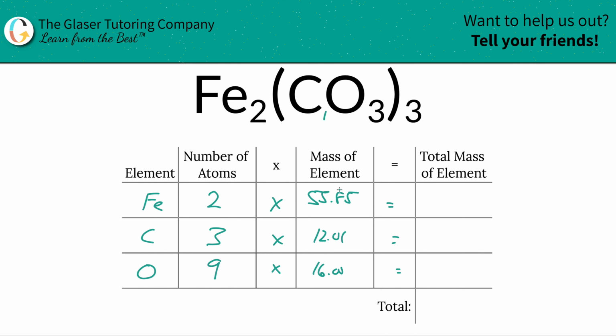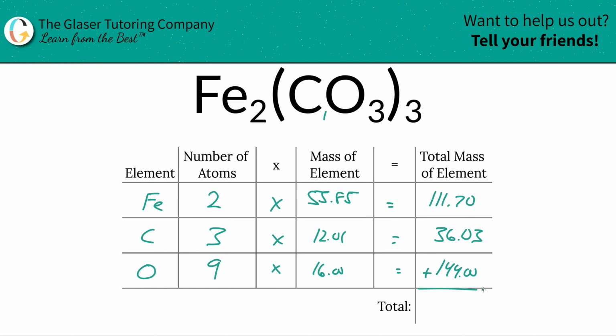Then we're simply going to take those values and multiply them across to find the total mass of that particular element. So for iron, it's about 170. The total mass of carbon here is going to be about 36.03. And then for oxygen, it's just 9 times 16, which should work out to be about 144.